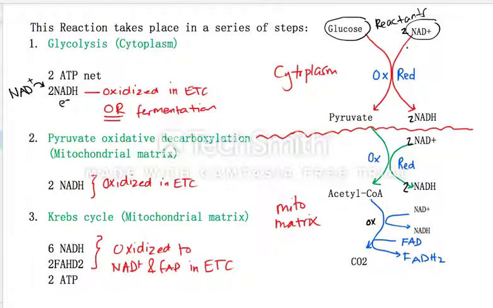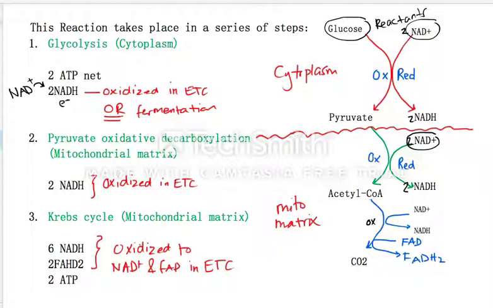The first step, glycolysis, occurs in the cytoplasm, and these two steps occur in the mitochondrial matrix. Again, all of these are coupled reactions, which means for the pyruvate to be oxidized to acetyl-CoA, we need NAD+ to be available so that we can reduce it to NADH. This is a reactant, as well as this. Now the number of NAD+ in the cell is limited. There's a limited number in the mitochondrial matrix, and a limited number in the cytoplasm.